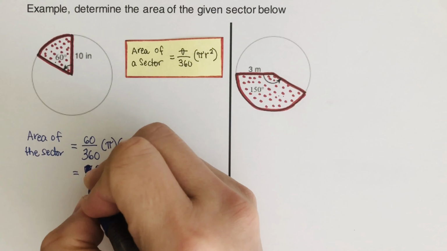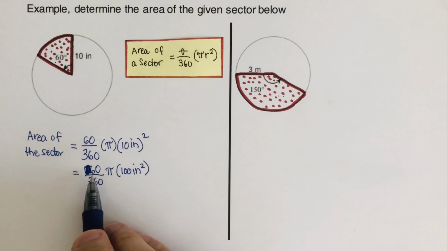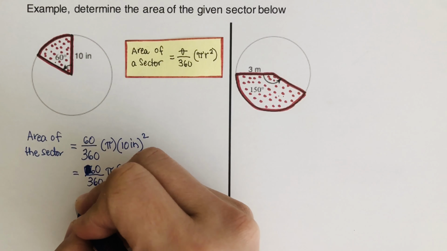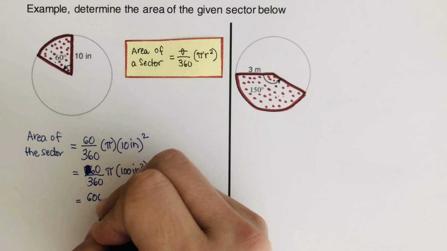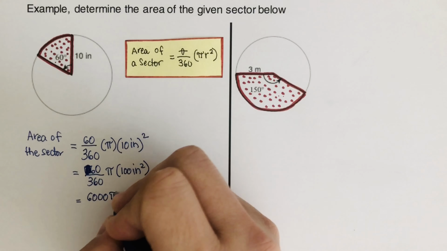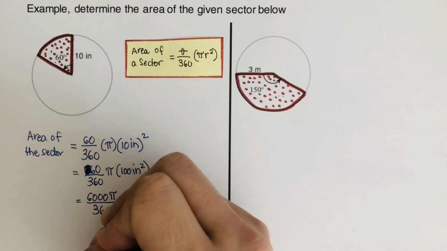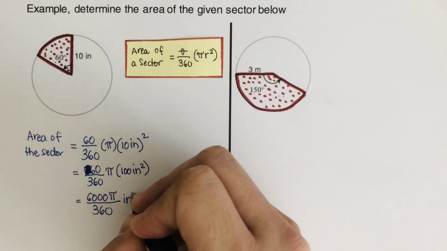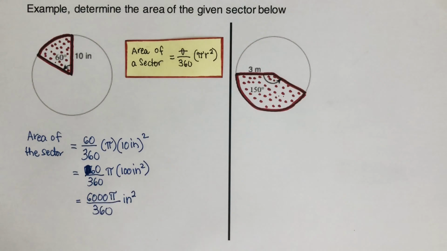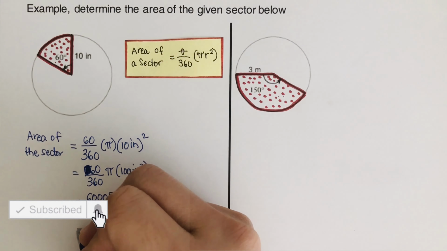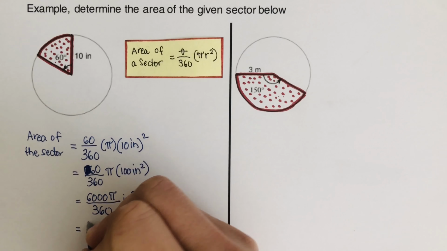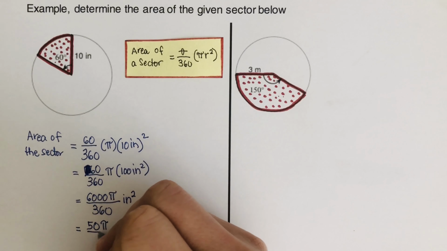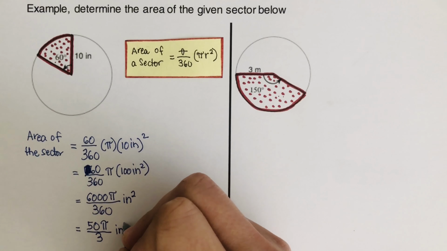So that should have been 360 right there. If we multiply 60 times 100, that comes out to 6,000. So that's 6,000 pi over 360. The unit for this is inches squared, since we squared the inches, and the unit of area is squared since it's two-dimensional. We can reduce this to the lowest terms. These are all divisible by 120, so this can be reduced to 50 pi over 3, in inches squared.